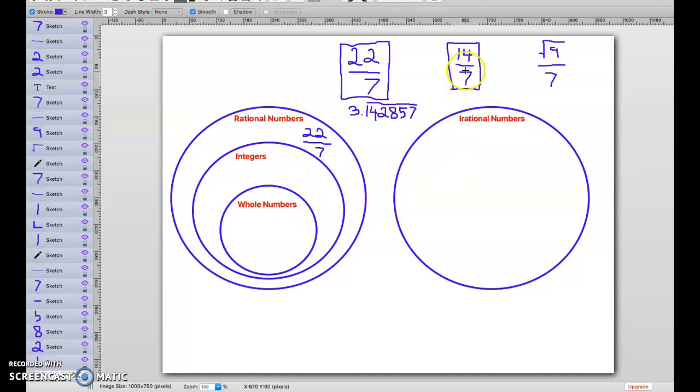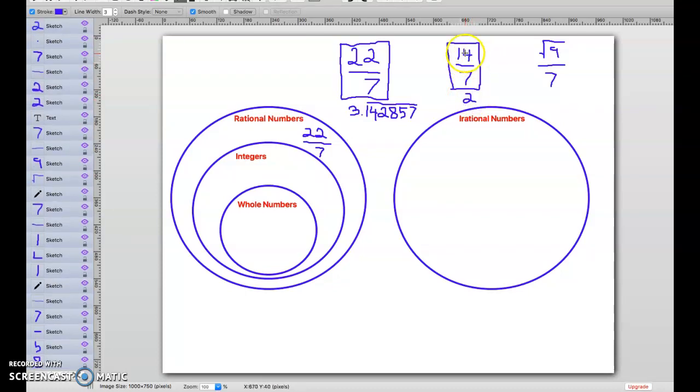Then Mr. Khan did 14 over 7. The habit you need to get into is when you have a fraction, you know it's a rational number. But you also need to check if it's an integer or if it's a whole number. So how do you check? Again, what we're doing is the division that this fraction tells us to do. That's what Mr. Khan did in the video. 14 divided by 7 is 2.